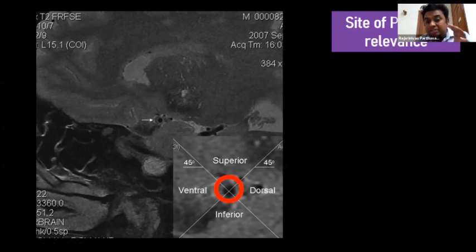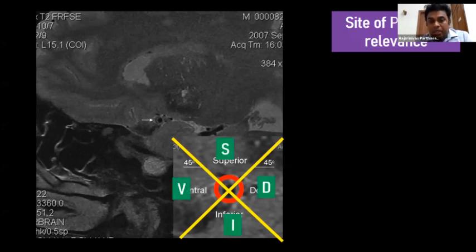You can divide the artery into four quadrants based on these two diagonals. You have the superior quadrant, inferior quadrant, the ventral quadrant, and the dorsal quadrant. So you can have a plaque in any of these quadrants. In this particular instance, you see it in the ventral quadrant.